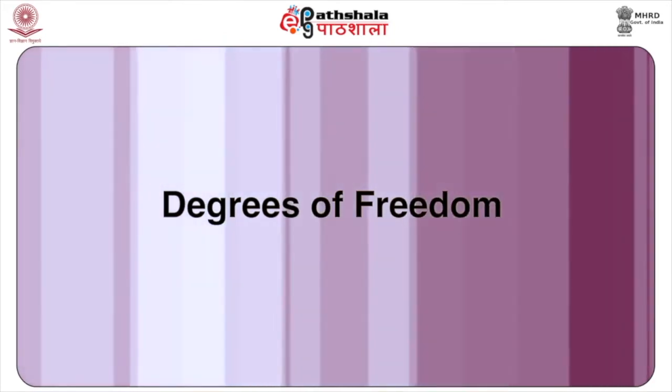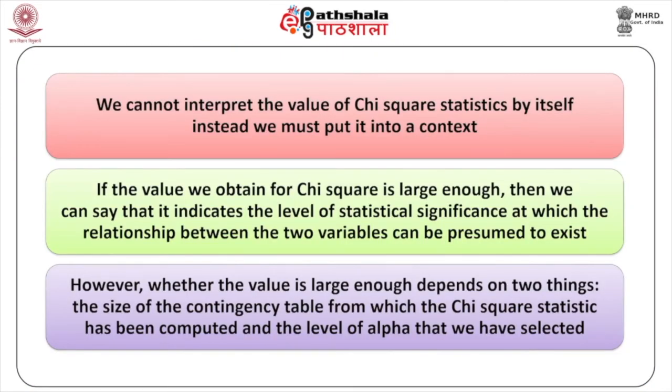Degrees of freedom. We cannot interpret the value of chi-square statistics by itself. Instead, we must put it into context. If the value we obtain for chi-square is large enough, then we can say that it indicates the level of statistical significance at which the relationship between the two variables can be presumed to exist. However, whether the value is large enough depends on two things. First, the size of the contingency table from which the chi-square statistic has been computed, and second, the level of alpha that we have selected.